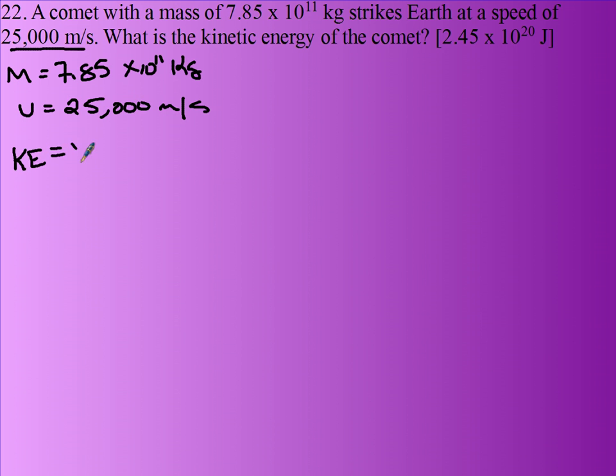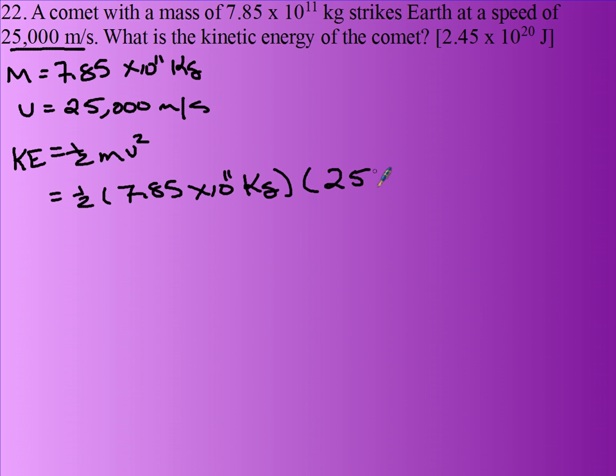Kinetic energy is 1/2 mv squared. So it's 1/2, the mass is 7.85 times 10 to the 11th kilograms, times 25,000 meters per second squared. So I get 2.45 times 10 to the 20th joules.